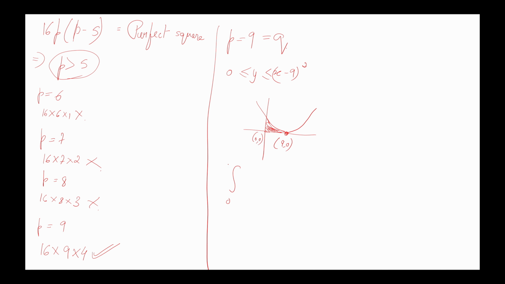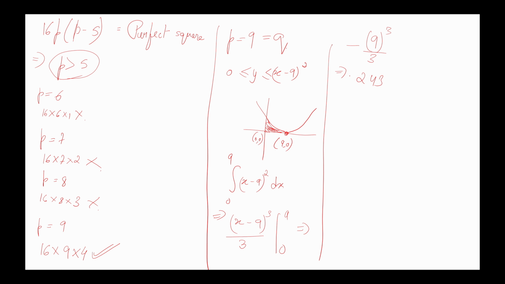So simply we can integrate from 0 to 9, and our equation inside would be (x minus 9) whole square dx. Now if I was to integrate this, I would get (x minus 9) whole cube by 3, from 0 to 9. Let us insert the values here. We would get 9 minus 9, 0 for the first one, and we would have minus 9 cube by 3. So from here we would get 243.